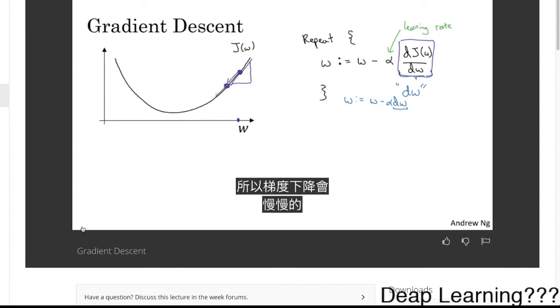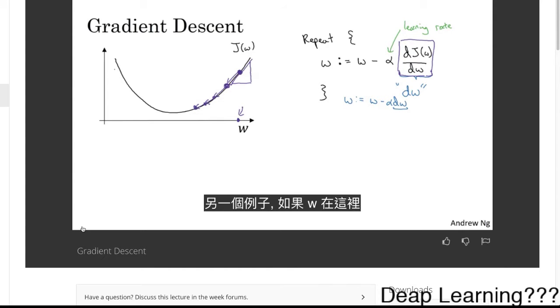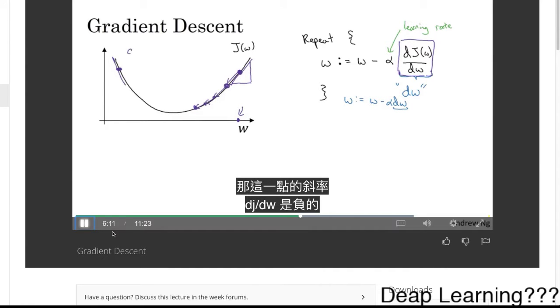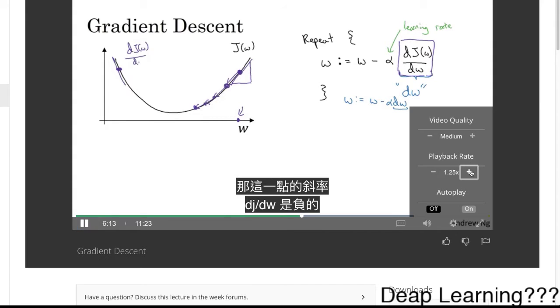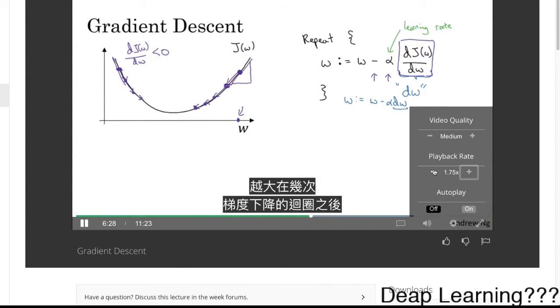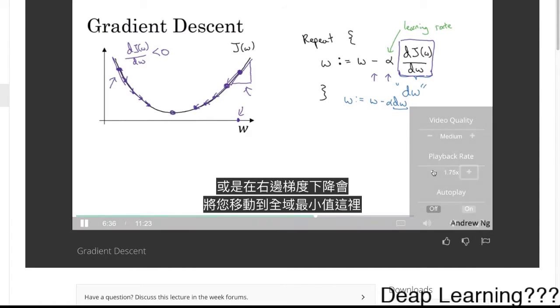And so gradient descent would make your algorithm slowly decrease the parameter if you had started off with this large value of W. As another example, if W was over here, then at this point, the slope here, or dJ/dW, will be negative. And so the gradient descent update would subtract alpha times a negative number, and so end up slowly increasing W. So you're making W bigger and bigger with successive iterations of gradient descent, so that hopefully whether you initialize on the left or on the right, gradient descent will move you toward this global minimum here.